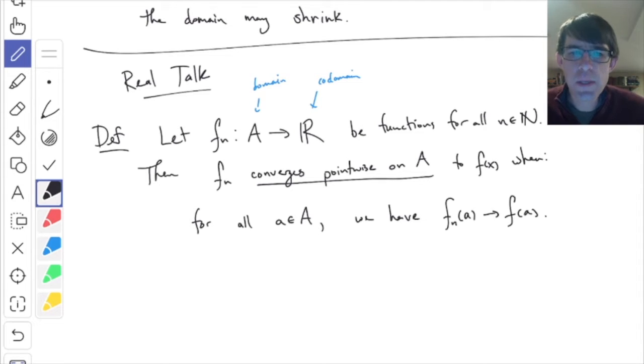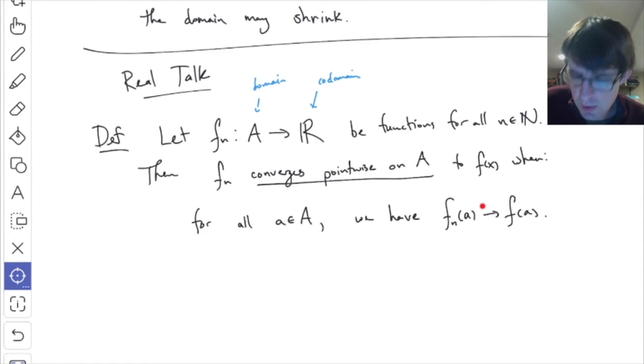Pointwise convergence means that for every individual point in the domain, this sequence converges to f of a. And the convergence here is just convergence of an ordinary sequence of numbers. Once you plug the a in here, what you have is just a sequence of individual numbers, and I'm just saying these individual numbers converge to this individual number. This is what it means for a sequence of functions to converge pointwise on a particular set.